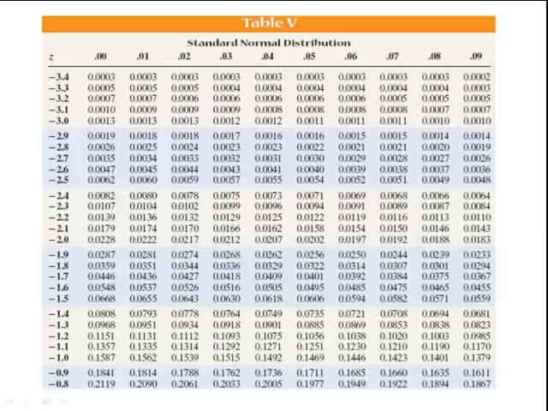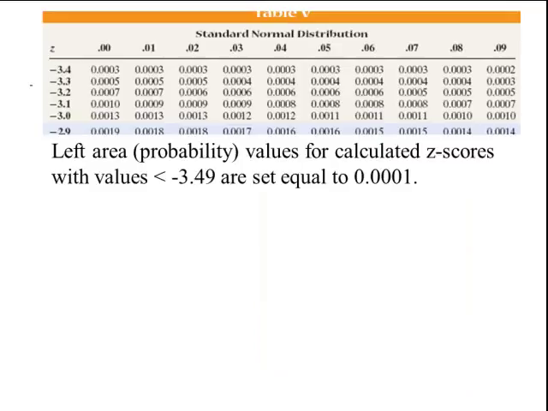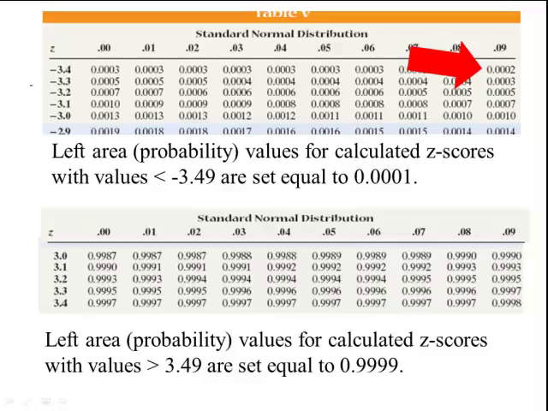So here's Table 5. If we want to find z-scores that are less than negative 3.49, we see the table stops at 0.0002. Any z-score less than negative 3.49, we're going to use the default 0.0001. And on the high end, at the bottom of the table, we see that the largest z-score is 3.49, which has a probability of 0.9998. So any z-score larger than 3.49, we're going to use the default 0.9999.